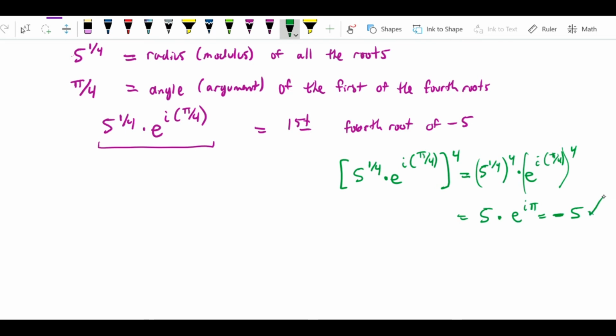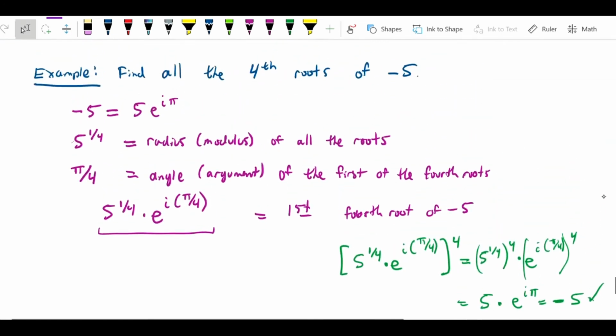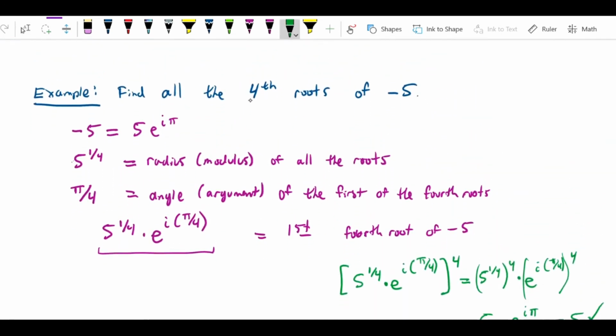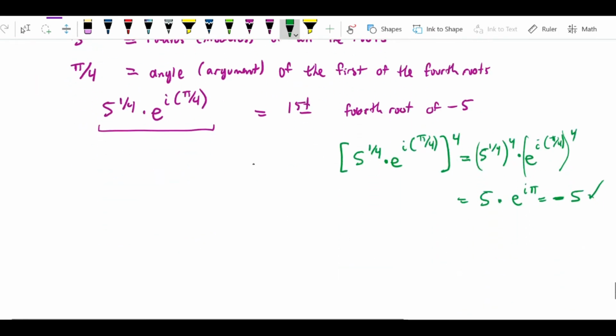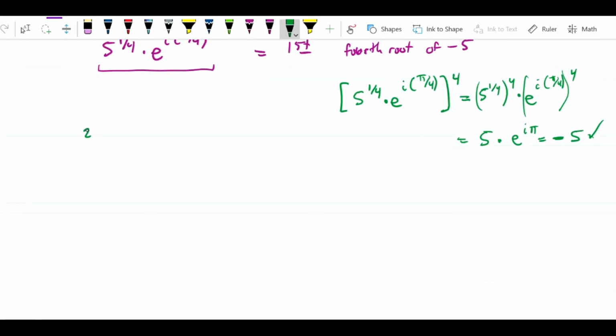Okay. So now what we want to do is we know that we're looking for the four fourth roots, and we know that they are each 1/4 of the way around the circle from each other. So a full circle is 2 pi. 2 pi is a full circle. Divided by 4 gives us 1/4 of a circle, so that's pi over 2. So this is equal to the angle between roots.